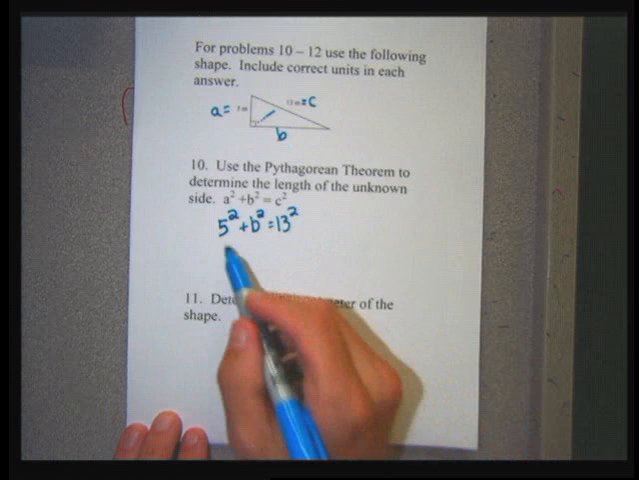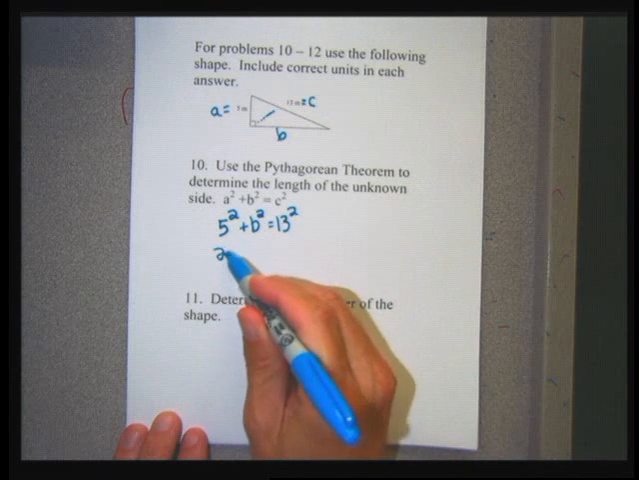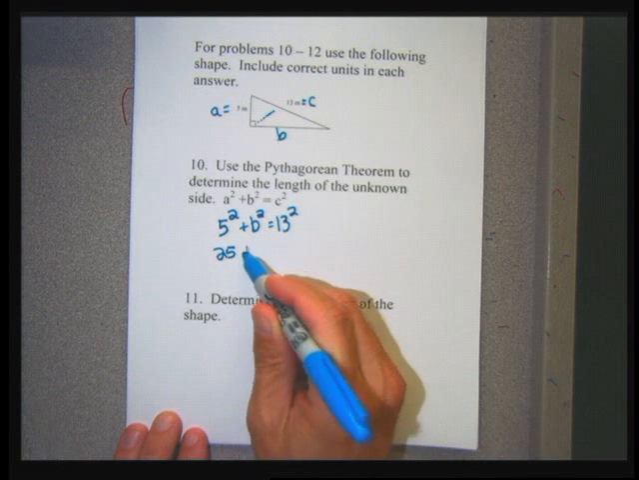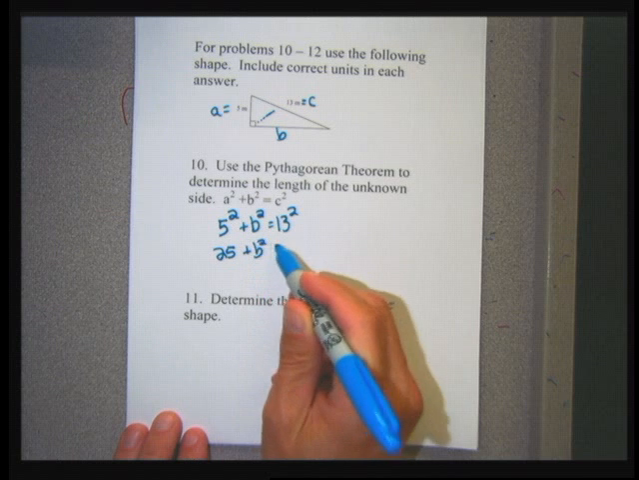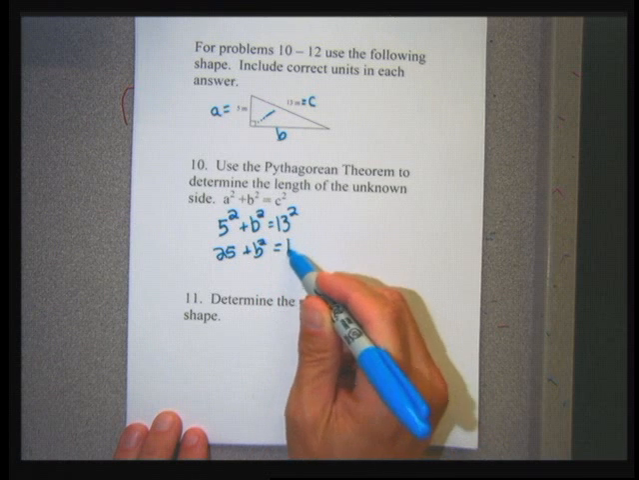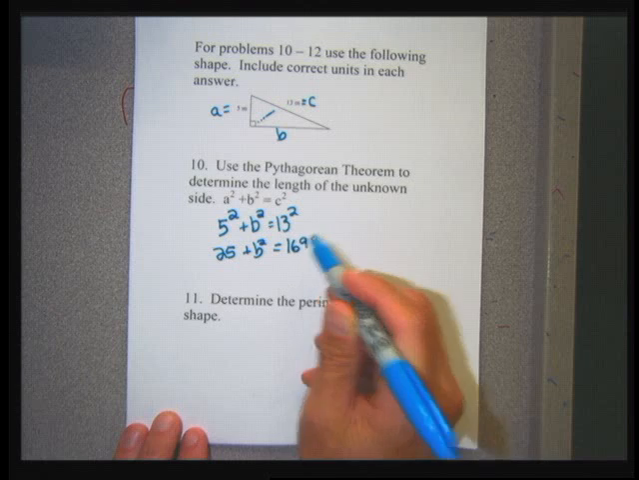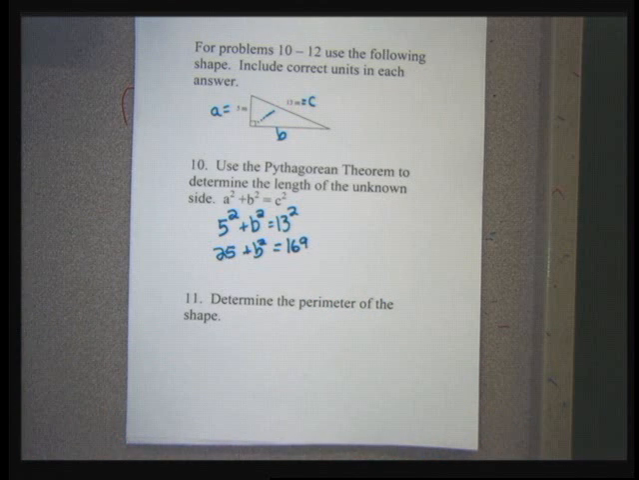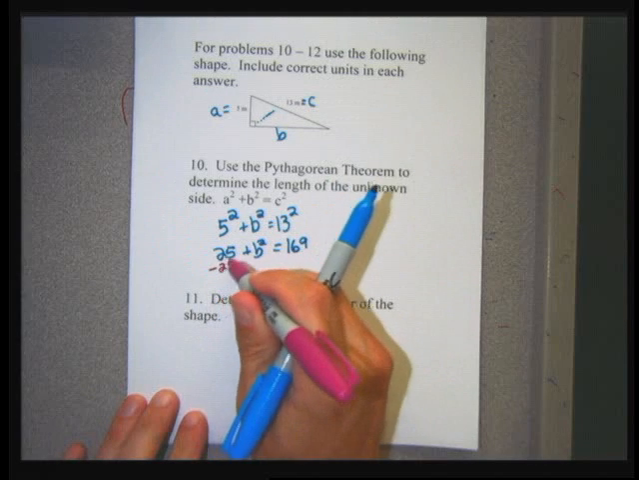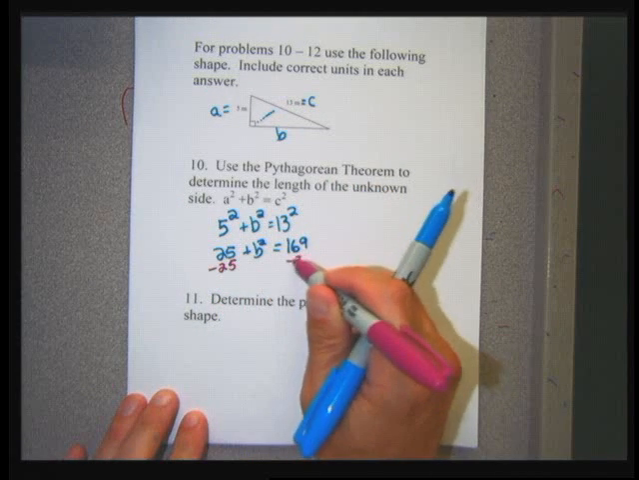To do the squaring, 5 squared is 5 times 5, which is 25. B squared, I don't know what it is, so I'm going to leave it at B squared. 13 squared is 13 times 13, which is 169. I need to solve this for B, so I'm going to subtract 25 from both sides, and then take the square root, because I want to know what B is, not B squared.